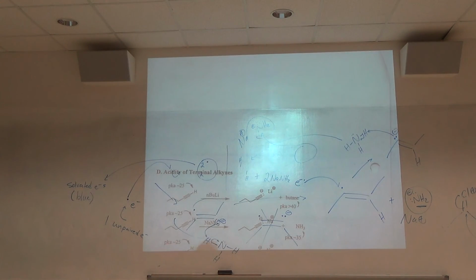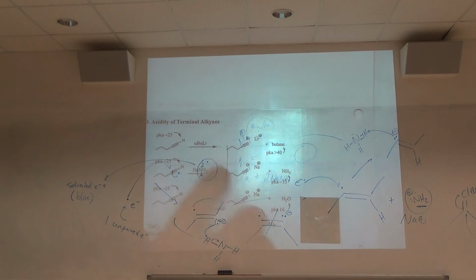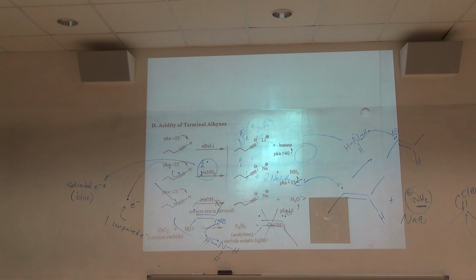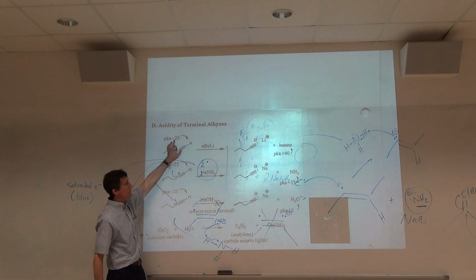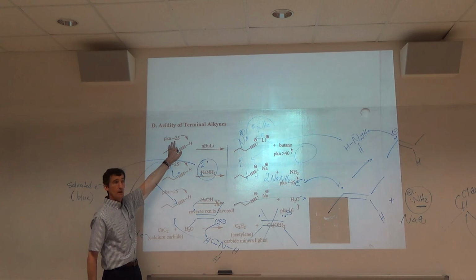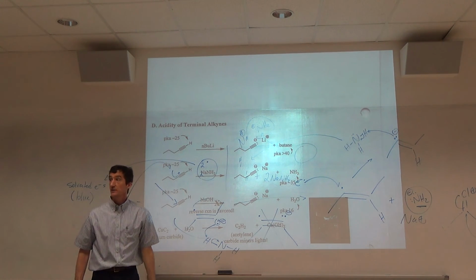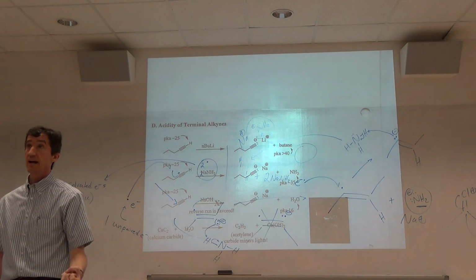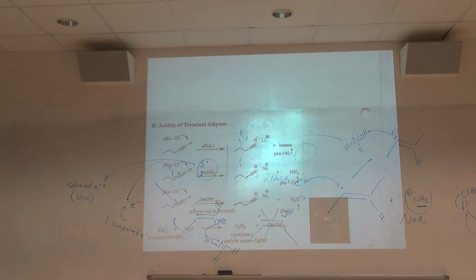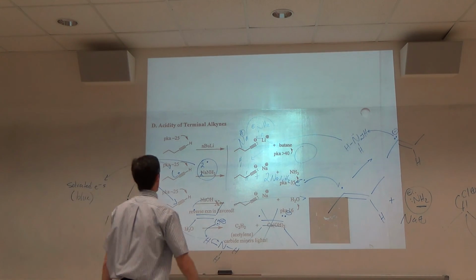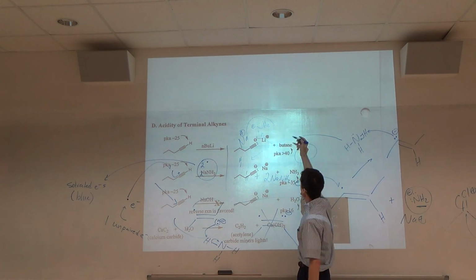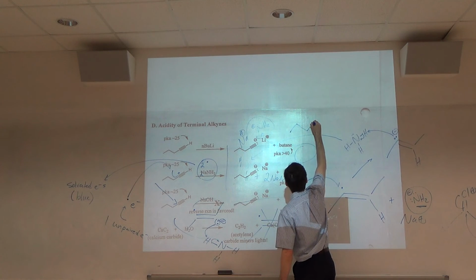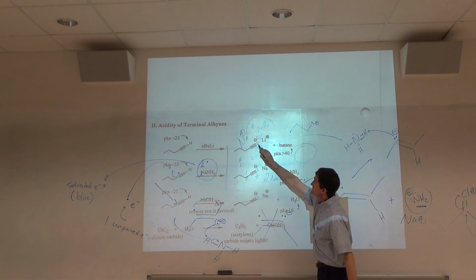Let's try to finish this page up down here. Acidity of terminal alkynes. The H on a terminal alkyne has a pKa of about 25. It'll be your most acidic of your hydrocarbons. It's more acidic than an alkene, more acidic than an alkane. Why? Because the resulting anion is stabilized. Why is that more stable than just something like that?